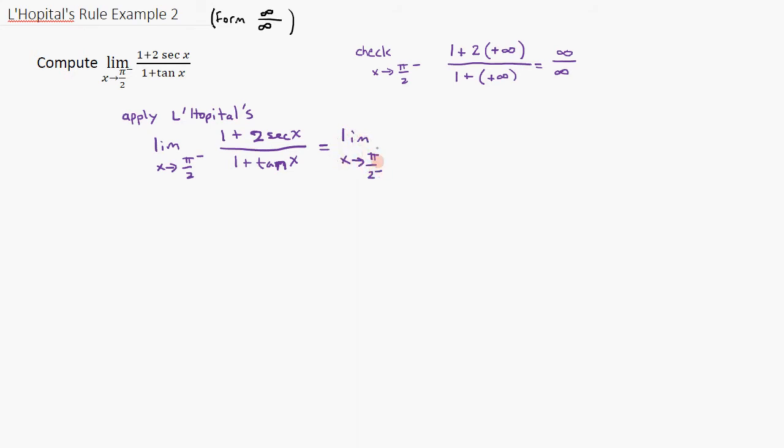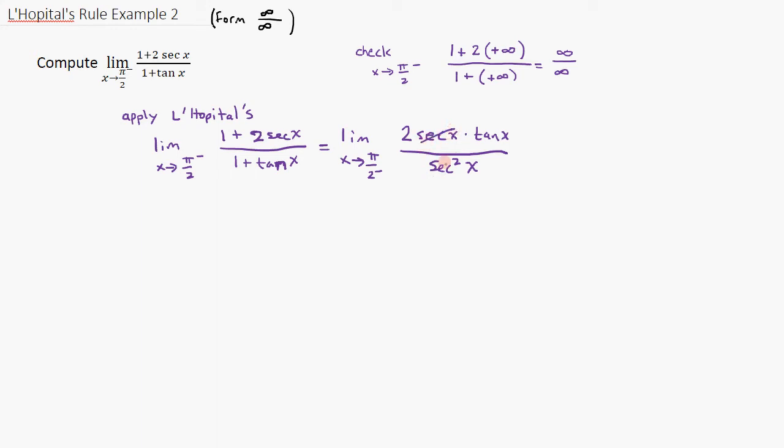So it becomes the limit as x approaches pi over 2 from the left. Derivative of 1 is 0, so we just take the derivative of this part. Derivative of secant is secant tangent. Derivative of tangent, derivative of 1 is 0, and then the derivative of tangent is secant squared x. And so now we can simplify this expression.